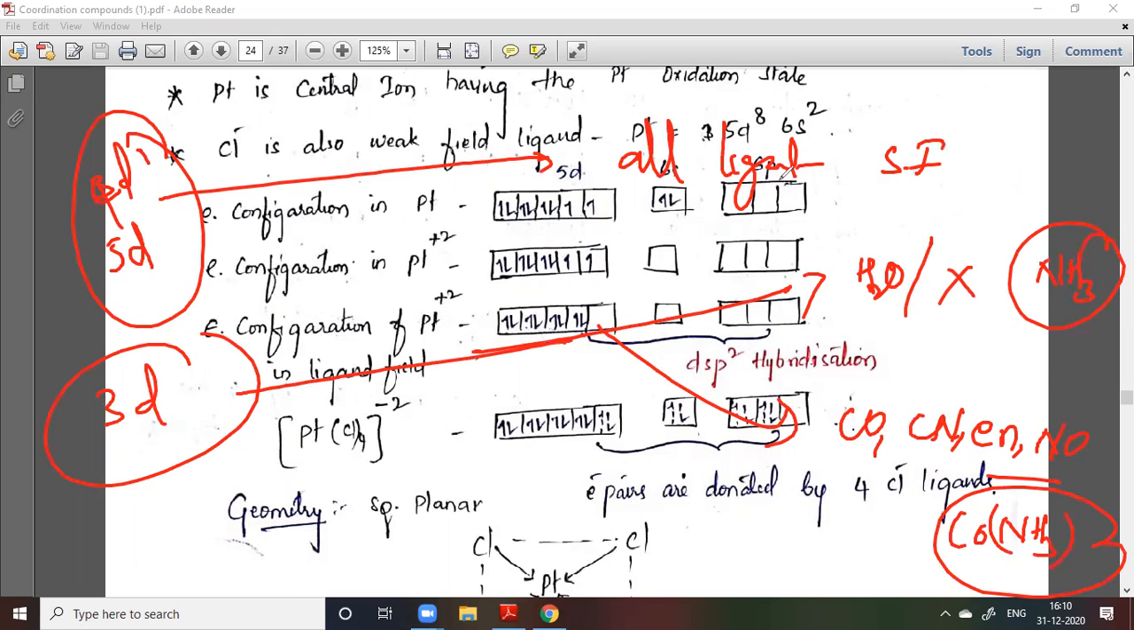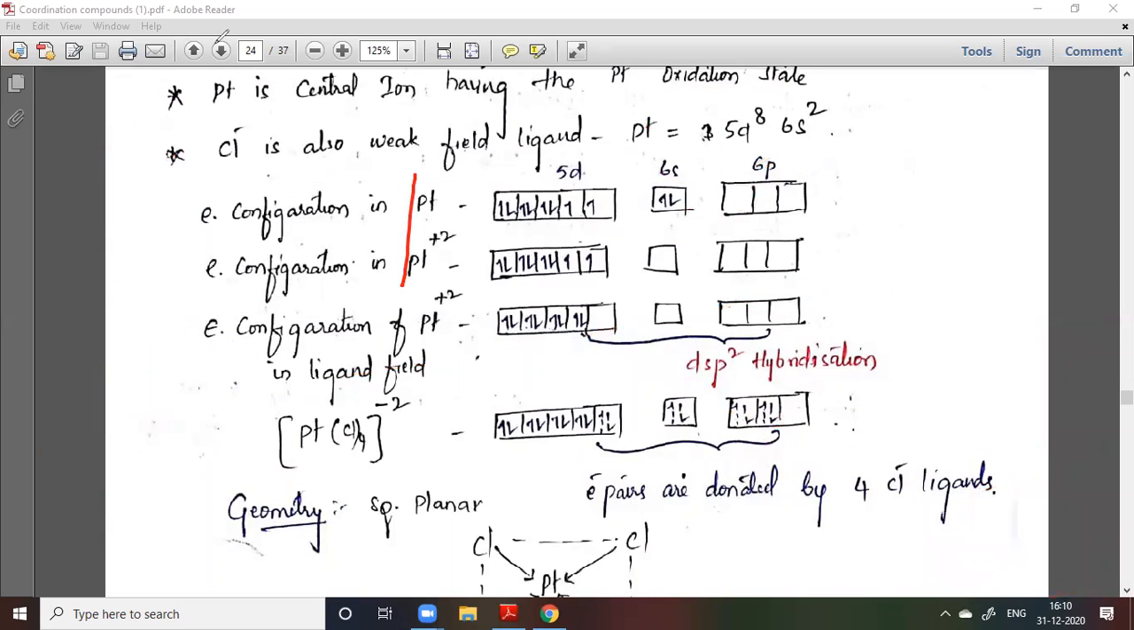So this platinum and palladium are 4d and 5d series. Hence chlorine, which is actually a weak field ligand, becomes a strong field ligand for the 5d series. Hence see here, the two electrons will be paired up together. It doesn't follow Hund's rule. Hence you will get like this, and there is a vacancy produced here. Since a vacancy comes, it will get dsp2 hybridization. Then the geometry will again be square planar geometry.